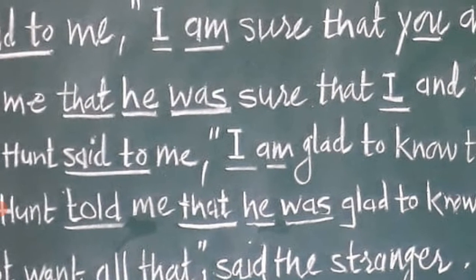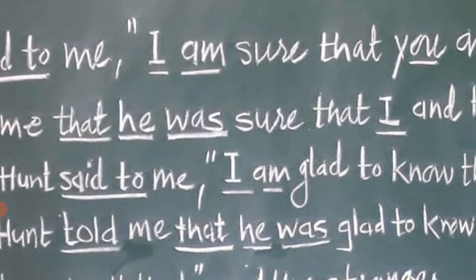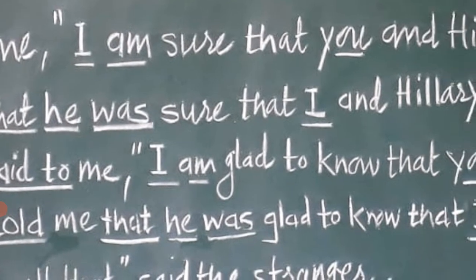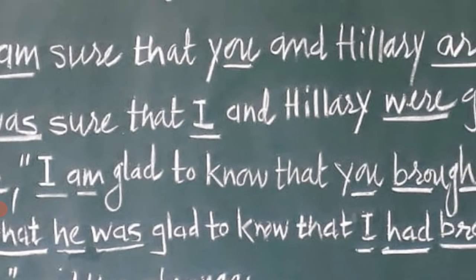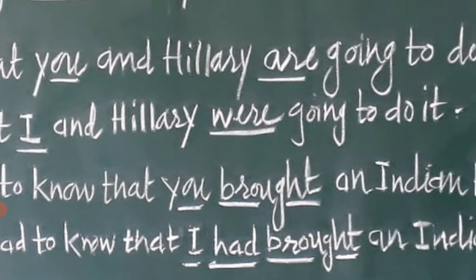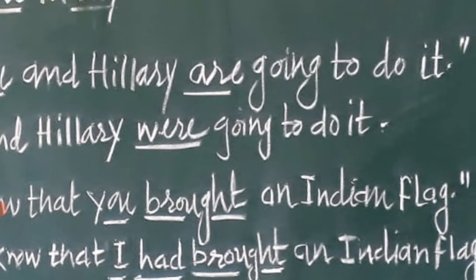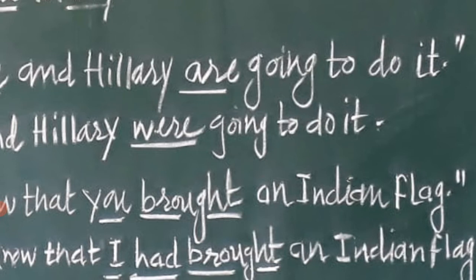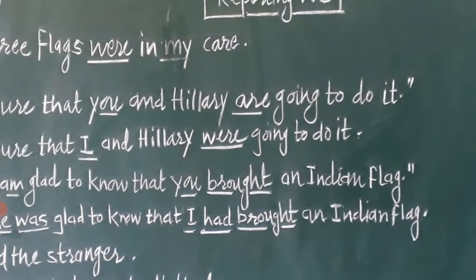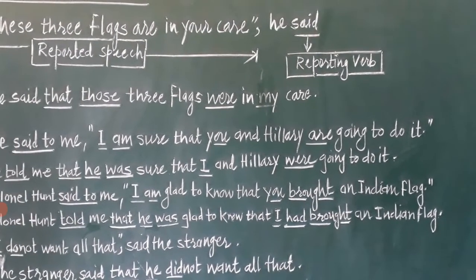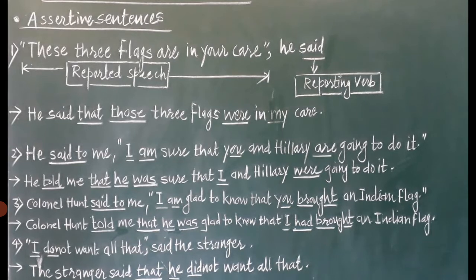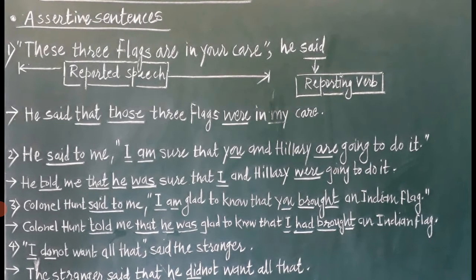Sure that, again you is here, but it is for me or I, so you is converted into I. And Hillary, are is converted into the past form were, and later on going to do it as it is, and finally a full stop. Please remember that the inverted comma given in the direct speech is removed and it is simplified, and now it is absolutely an example of indirect speech.